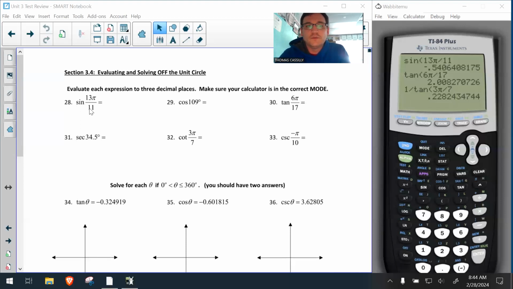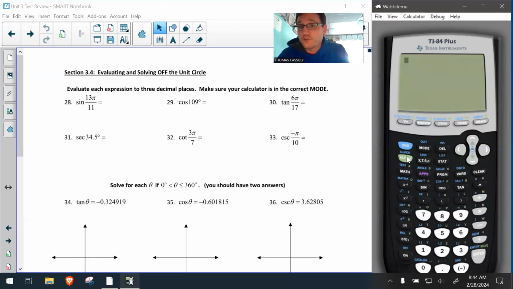These are not your typical 45, 60, 120, 180, all those nice angles that we have. These are all going to be a little bit different. So what we're going to have to do first is make sure our calculator is in the correct mode.